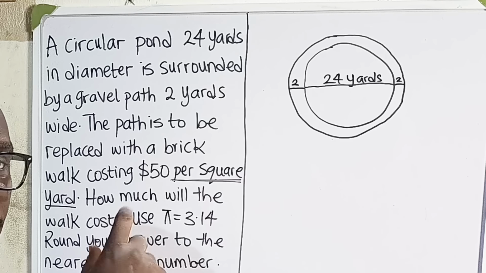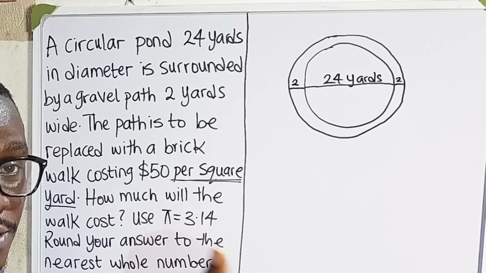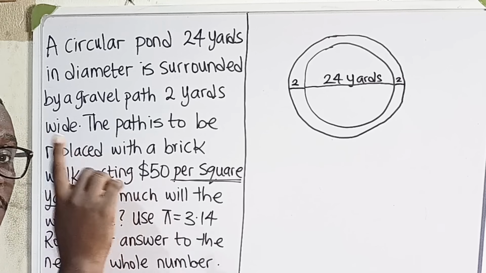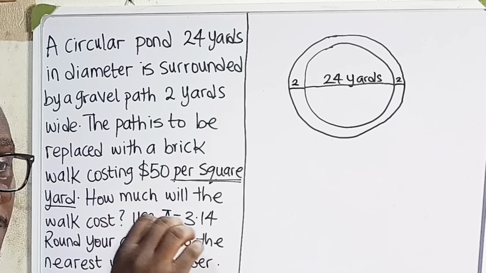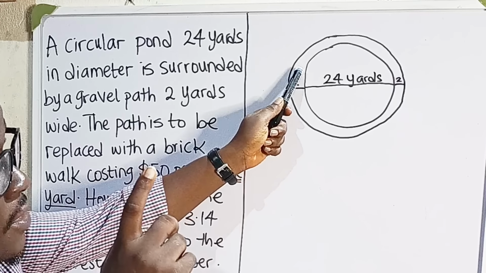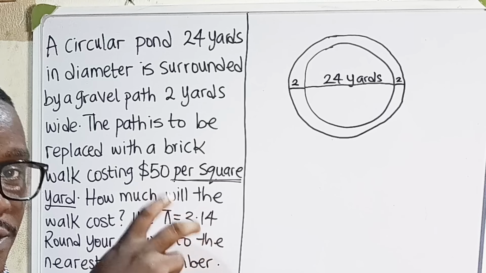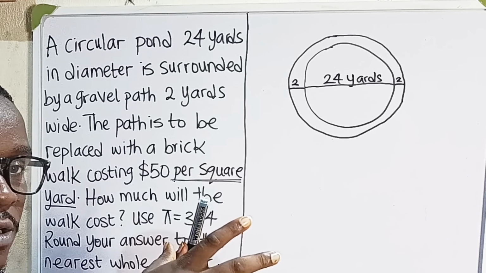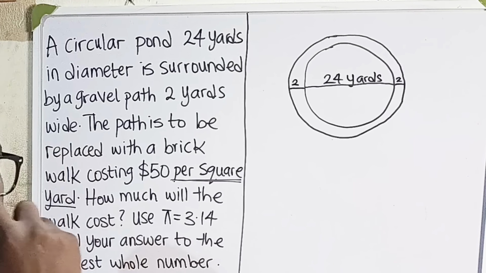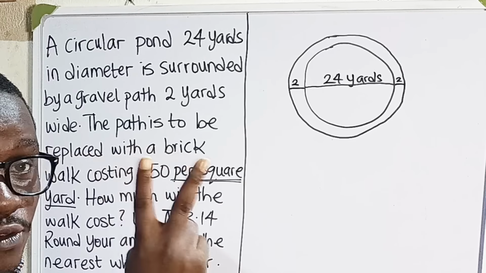Square yard. Square yard means the area, because area is always in square of a unit. Okay, so this means the walk costs $50 for 1 square yard. That means for 1 unit of the area of this walk. Okay, so how do we find the total area of the walk? Because we need to find the total area of the walk. Then we can multiply it by the cost for each square yard, and that will give us the total cost of the walk.